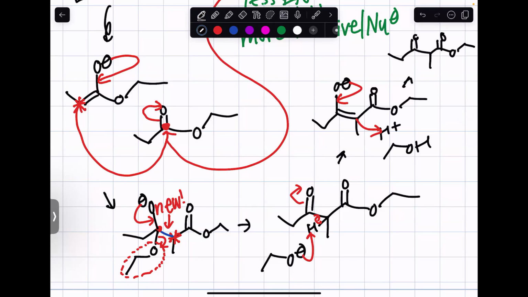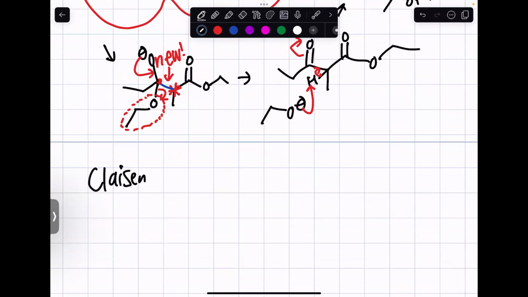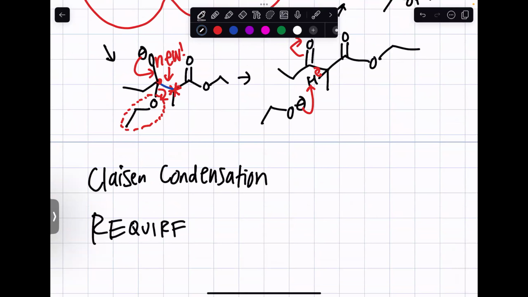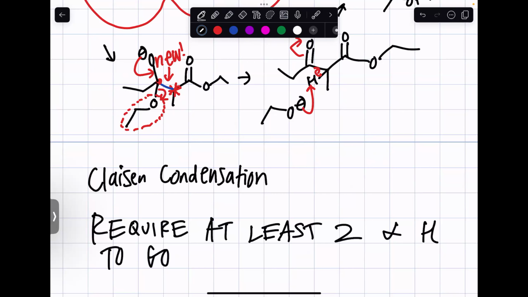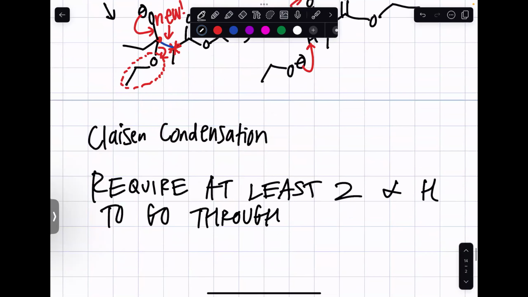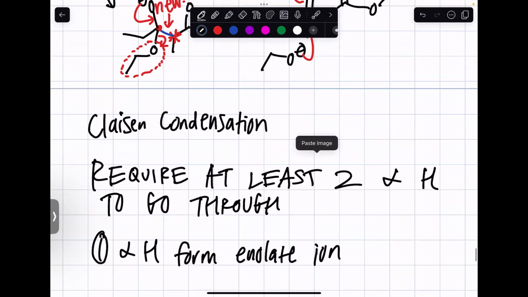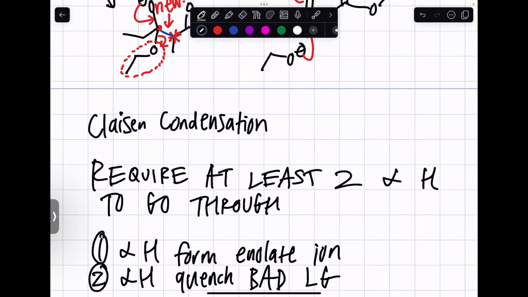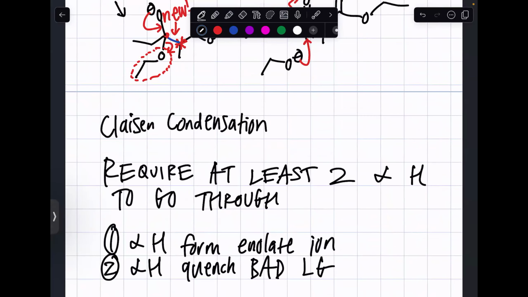Which is why this is another conceptual thing that might be tested on the DAT for Claisen condensation reactions. They require at least 2 alpha hydrogens to go through, right? The first alpha hydrogen is used to form the enolate ion. The second alpha hydrogen is used to quench the bad leaving group, right? We need at least 2 alpha hydrogens for the Claisen condensation to go through. If we only have 1 alpha hydrogen, no reaction would happen. It goes backwards, retro Claisen. If we have 3, then that's good. Like that's at least 2. It can go through, but we need at least 2, right?